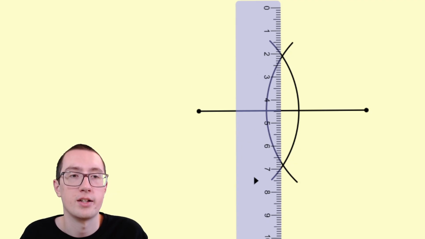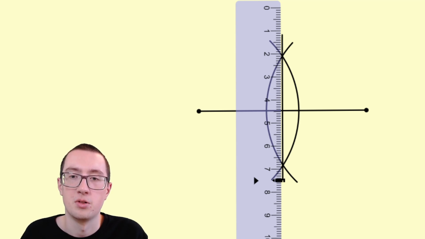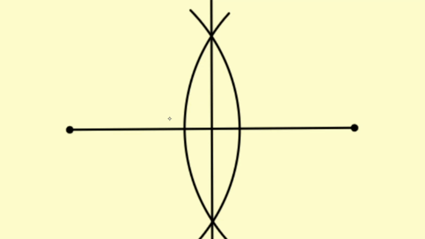So I would say that that's lined up. So let's go ahead and take our pencil and draw a line that connects the two. And there you go. You now have a perpendicular bisector.